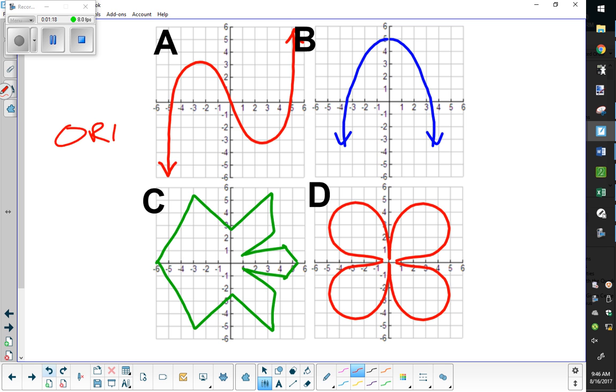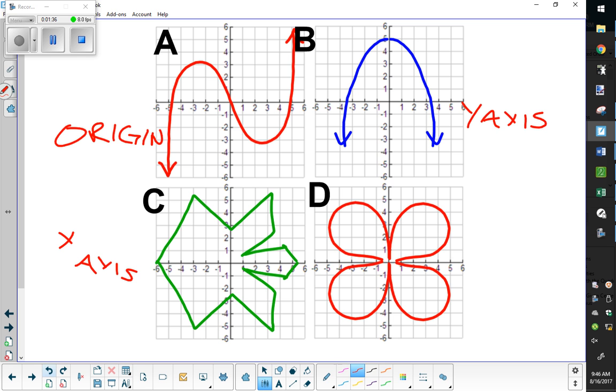Letter A is origin. Letter B, which way can you fold it? Over the X or over the Y? Over the Y-axis. So letter B is Y-axis. It's the only one that works. Letter C, X-axis, because I can take that thing and fold it down hamburger style and it would match up.